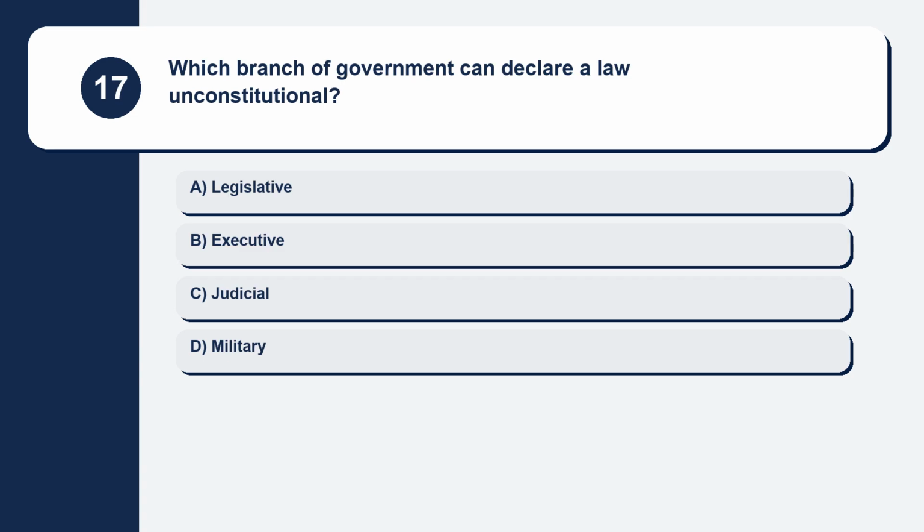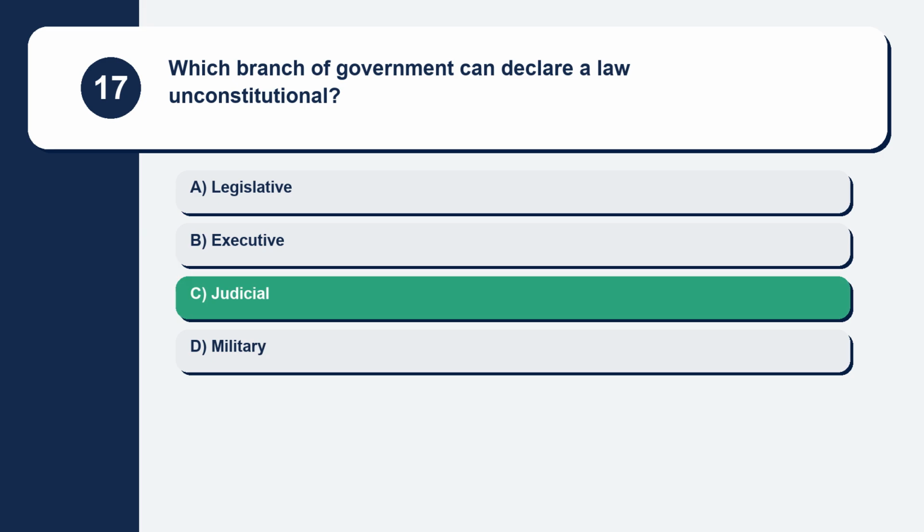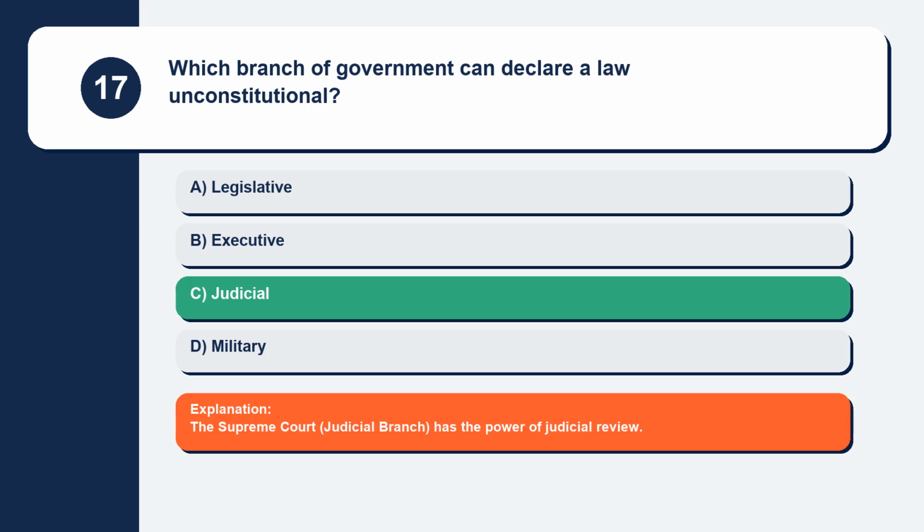Question 17. Which branch of government can declare a law unconstitutional? Legislative, executive, judicial, military. The Supreme Court, judicial branch, has the power of judicial review.